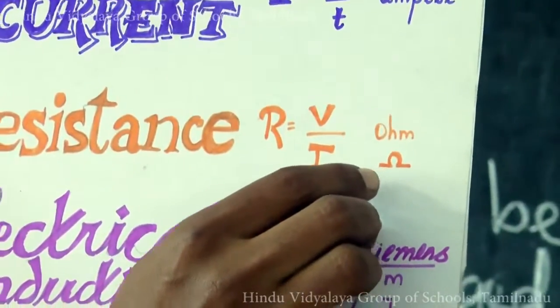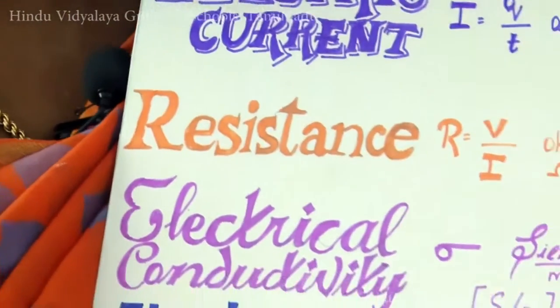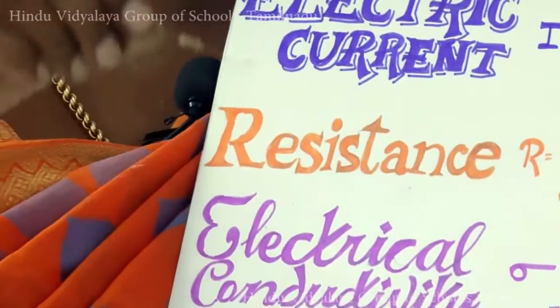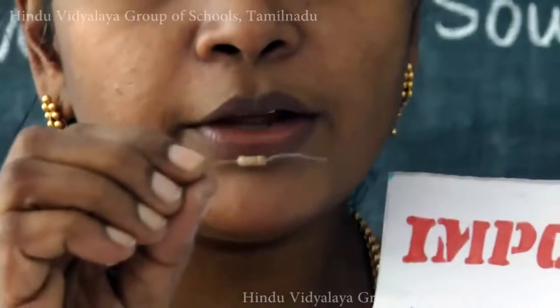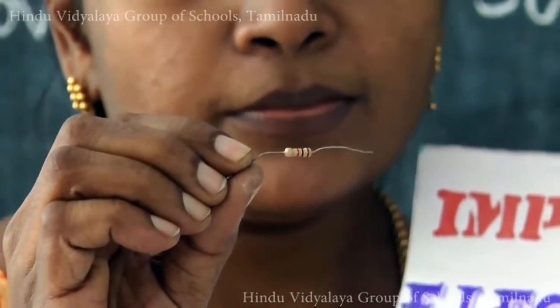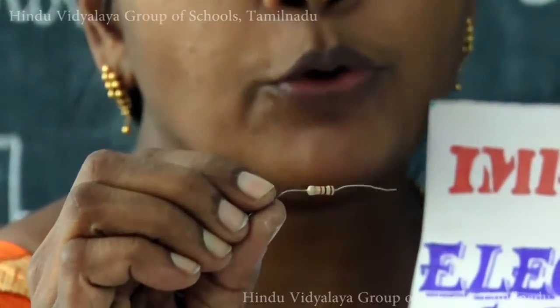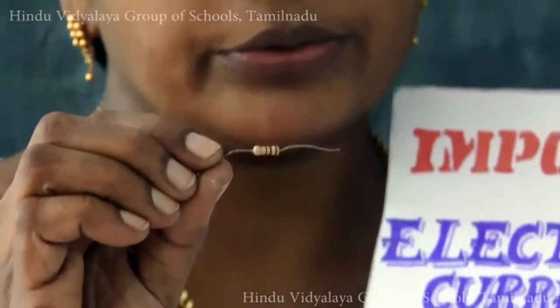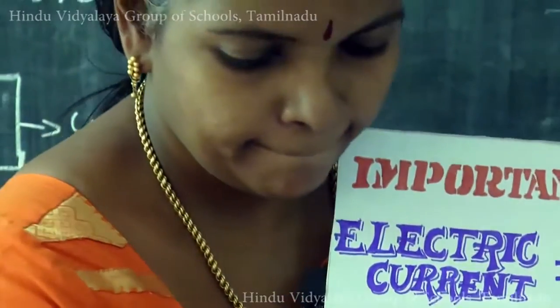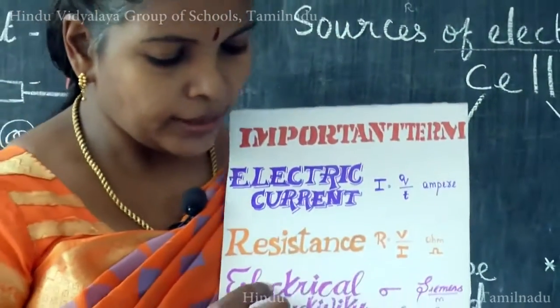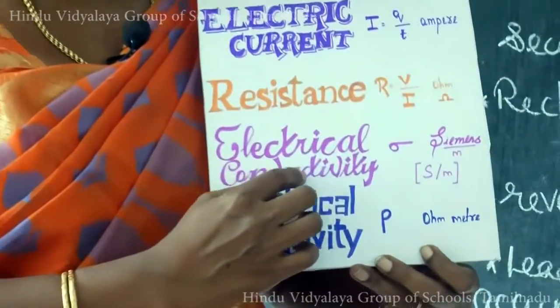Have you seen a resistance? It is used in an electrical circuit. This is a resistance. What is the meaning of resistance? Resistance means something resists the flow of charge in a circuit. Understand? And the next term is electrical conductivity.